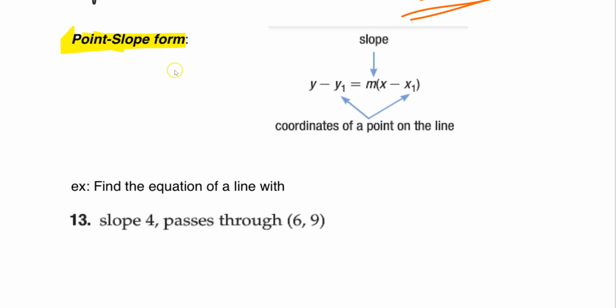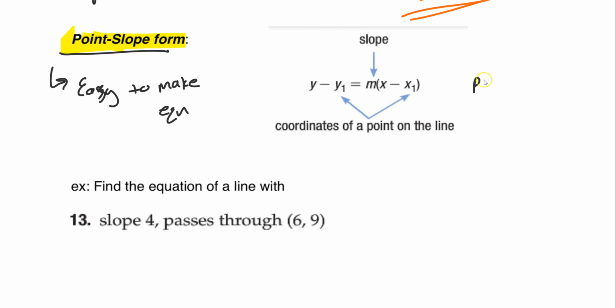So point-slope form, it's this right here. y minus y1 equals m times x minus x1. The benefit of point-slope form, it makes it really easy to make an equation. Easy, that's an S, to make an equation. Because all you need is, like the thing says, the point, x1, y1. So that's right here and here. And you need a slope. m. So it goes right there. So if you have a point, any point, and you have a slope, then you can write this equation.